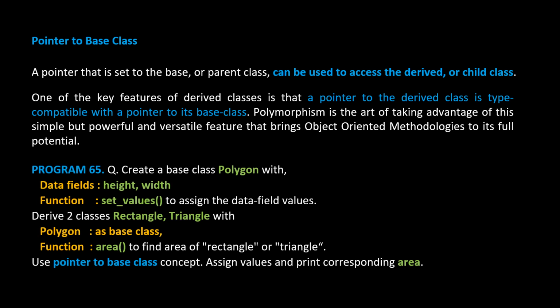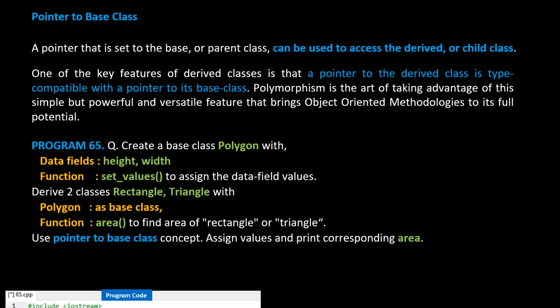Create a base class polygon with data fields height and width. A function named setValues is to assign the data field values. Derive two classes, rectangle and triangle, from polygon as the base class, and a function named area to find the area of a rectangle or triangle. Use the pointer to base class concept. Assign values, and print the corresponding area.